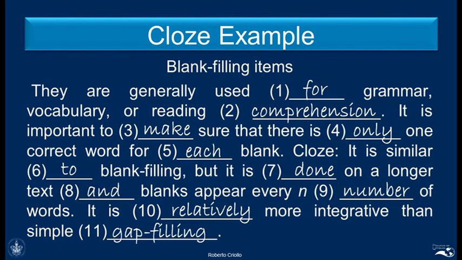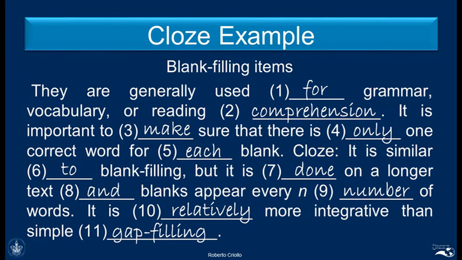So as you can see here, what cloze helps us to assess is not just grammar, but also discourse, vocabulary, cohesion, coherence, which is part, of course, of discourse competence. Because if you see, there are different kinds of words. For is a preposition, comprehension is a noun, make is a verb, each is a quantifier, to is a preposition, done is a verb in participle, and is a conjunction, and so on and so forth.